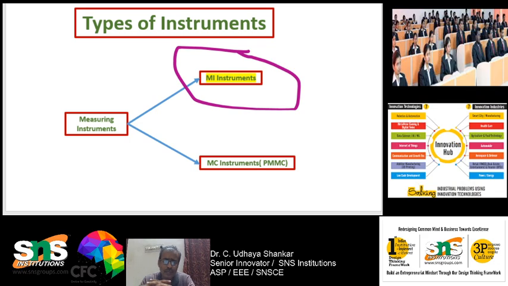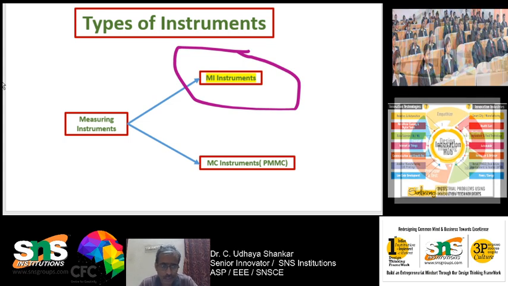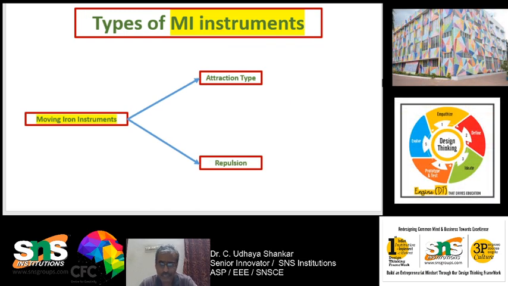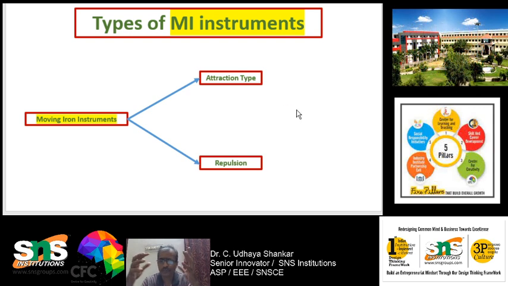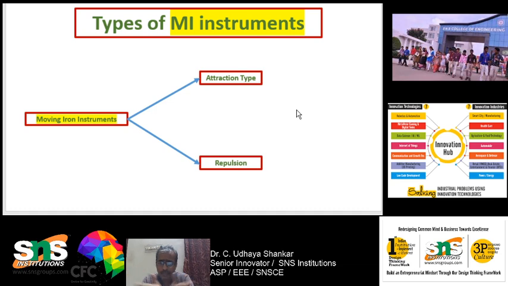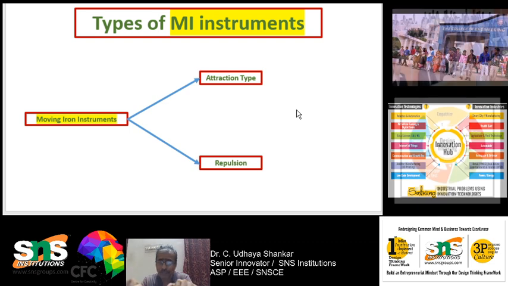This particular instrument is classified into two different types. One is the attraction type. If it is getting attracted, and because of which a force is produced, that is called attraction type. And if it is getting repelled, repulsion means there are two magnetic forces which are getting repelled, and because of which a force is produced, and that force is used to make the pointer deflect on the scale, that is called repulsion type.